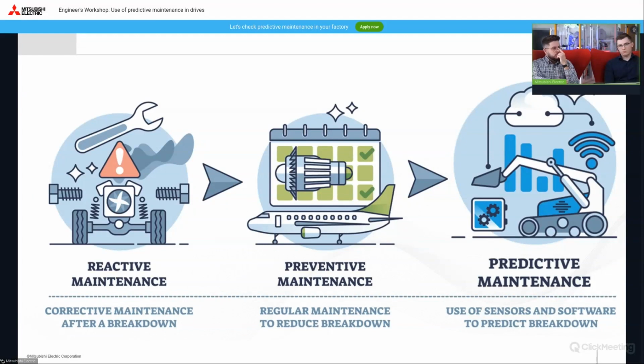Mm-hmm. So now we can replace worn out components before the end of their life without the risk of unscheduled downtime, and at the same time save on cost as well as take care of the environment and reduce the carbon footprint, which is a very popular trend right now.